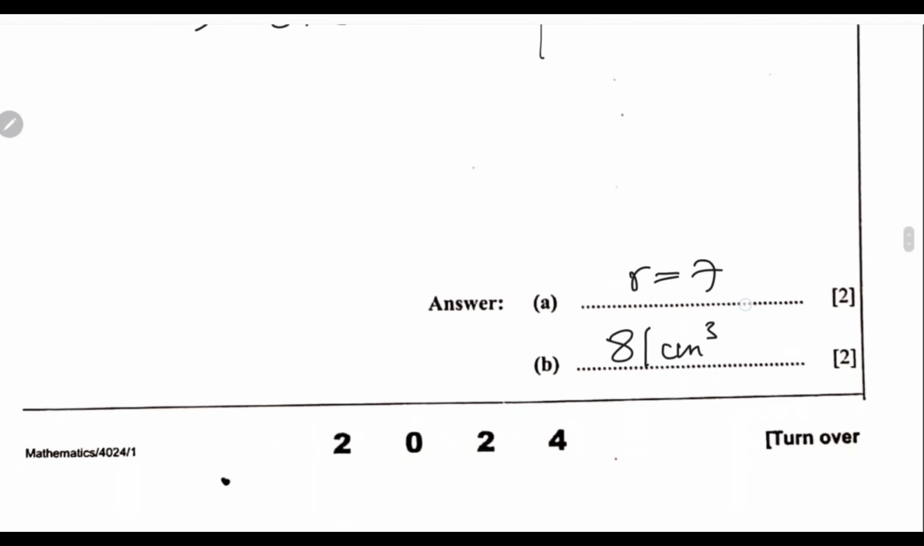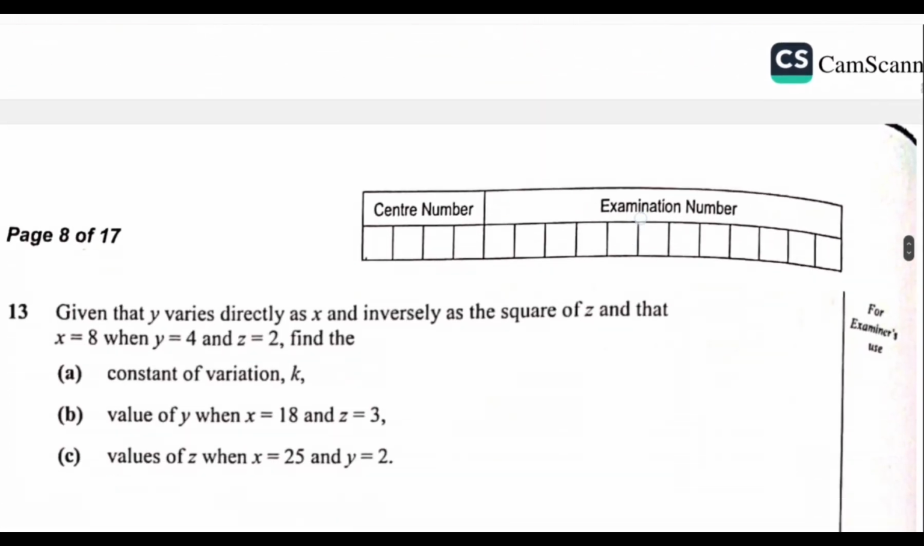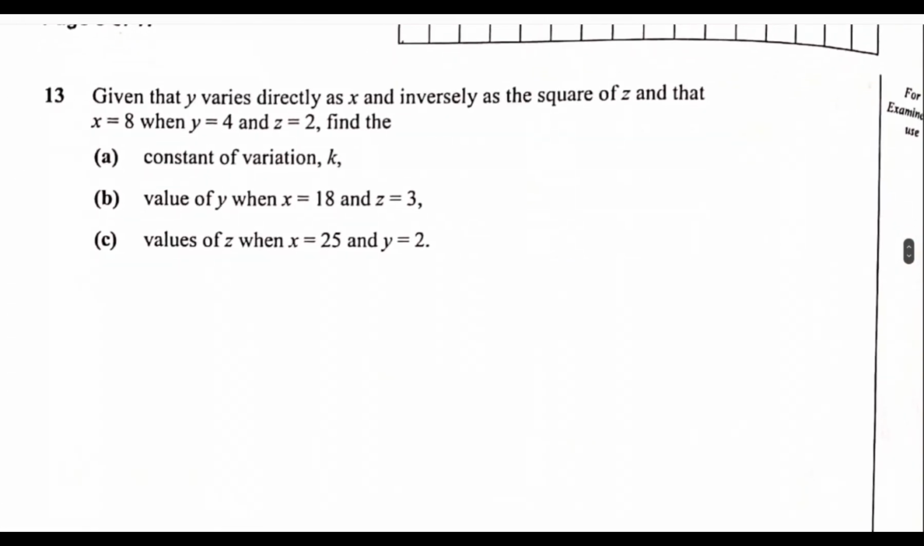Okay, so we move on with the next question. So our next question is a variation. This is question number 13. So we are told to say y varies directly as x and inversely as the square of z, and that x is equal to 8 when y is equal to 4 and z is equal to 2. So part A is asking us to find the constant of variation k.